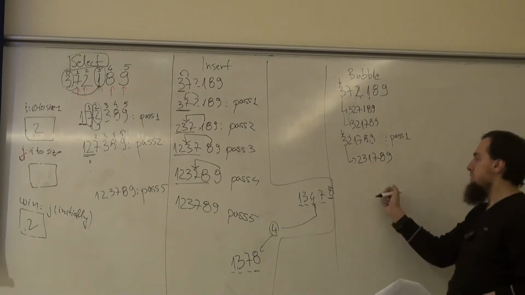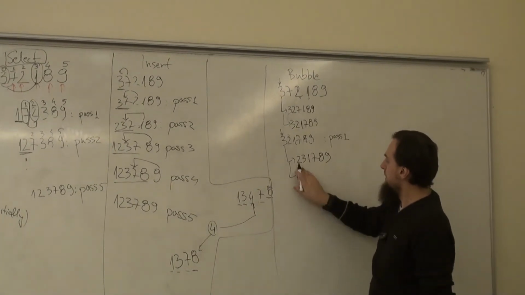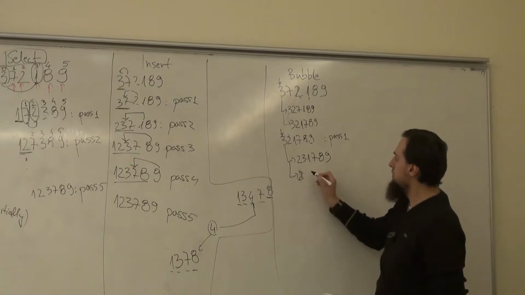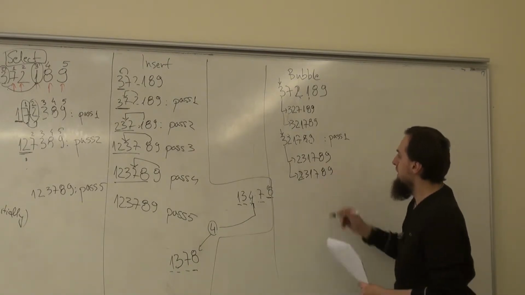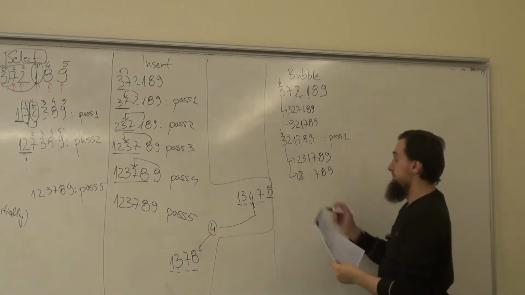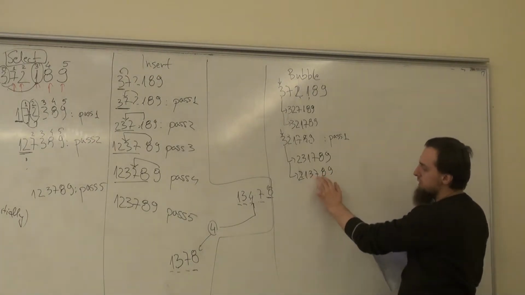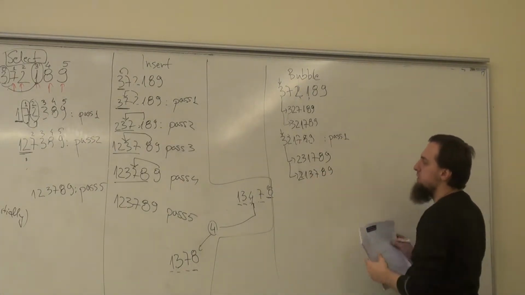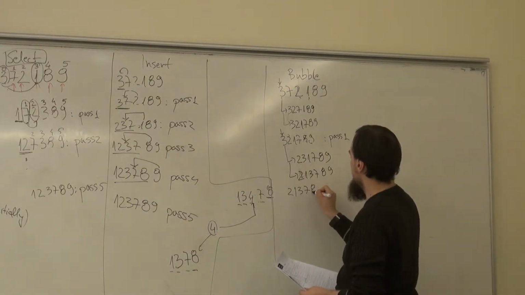Then 3 and 1, they shift places. So 2 stays there, 2, 3, 1, 7, 8, 9. Okay? 2, 1, 3 actually. Now 3 and 7, it's okay. 7 and 8, it's okay. 8 and 9, it's okay. This is pass 2. 2, 1, 3, 7, 8, 9.